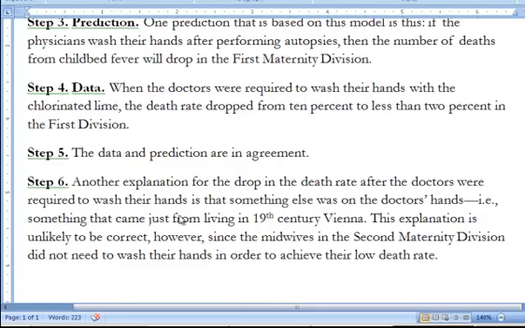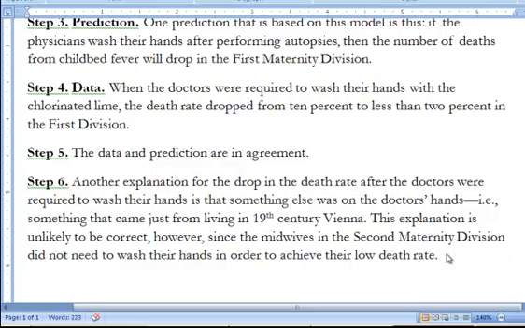Okay, so I just typed this up. Another explanation for the drop in the death rate is that maybe there was something else on the doctors' hands that was being purged, being cleaned off when they used the chlorinated lime. So that is, it's not the something in the cadaveric matter, but just something that came from living in a not very clean environment, 19th century Vienna. So this is a reasonable explanation.